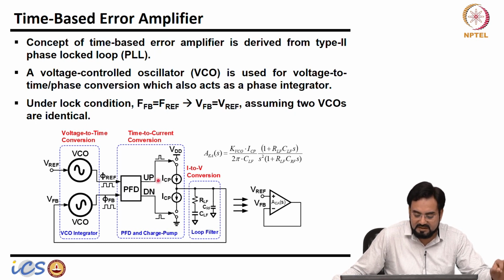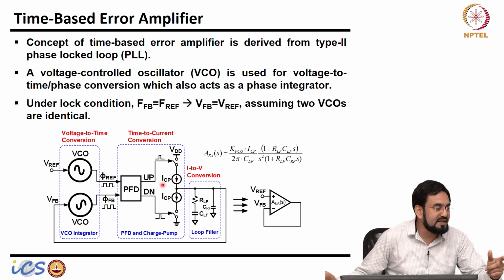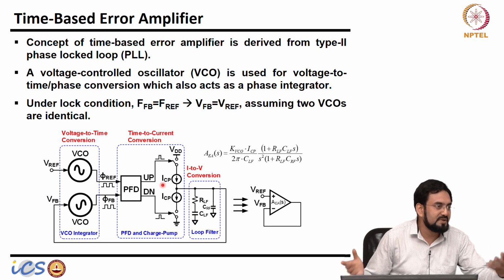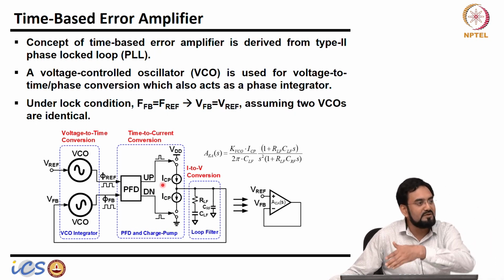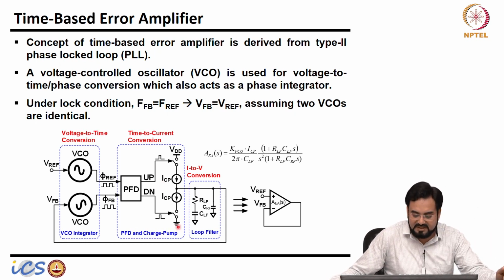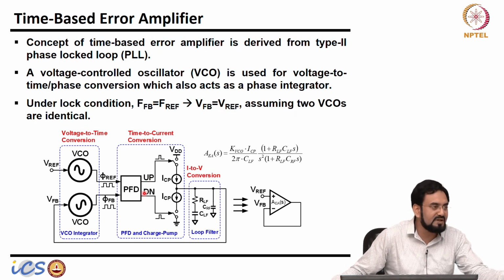Remember in the previous case I needed an output as a PWM, but in a linear regulator there is no PWM. So I need to convert that time back into voltage, and that's what happens in this charge pump. The phase detector will give you a signal looking like a PWM, and this will be converted back into a voltage by modulating this current.